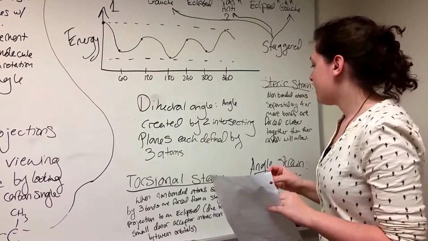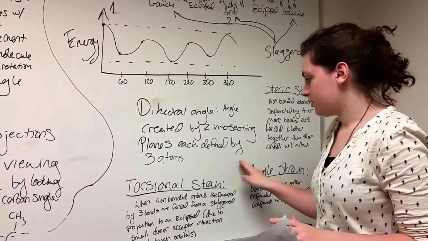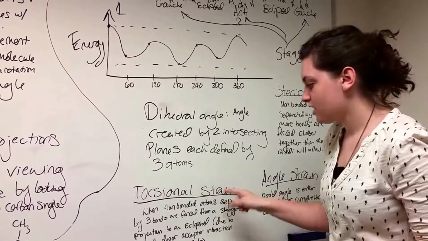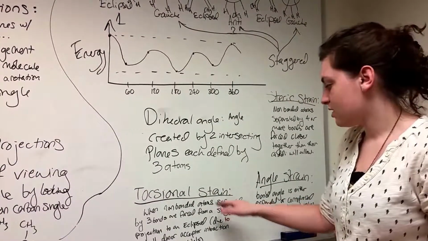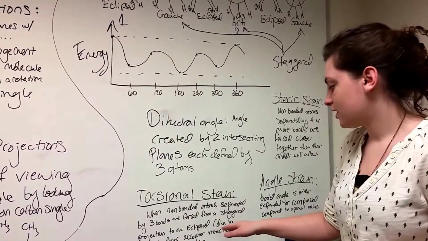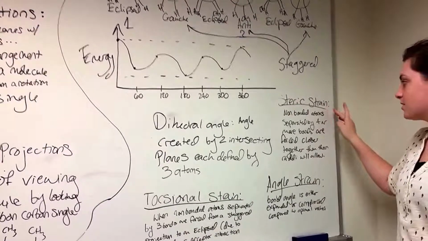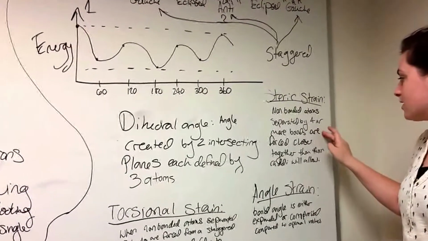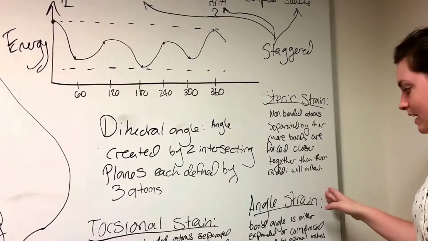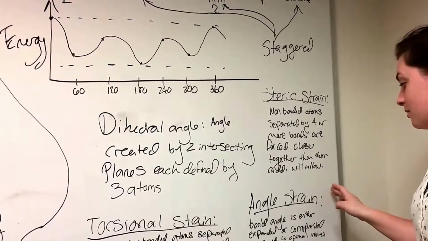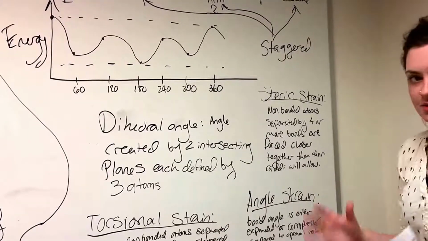There are 3 different types of ways that we can cause strain on a molecule of any conformation. We have torsional strain, which is when non-bonded atoms separated by 3 bonds are forced from a staggered projection to an eclipsed one, due to small donor-acceptor interactions between orbitals. You have steric strain, which is non-bonded atoms separated by 4 or more bonds that are forced closer together than their radii will allow. And we have angle strain, where bond angle is either expanded or compressed compared to its optimal values.